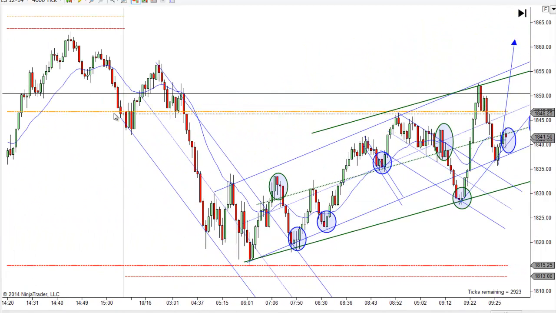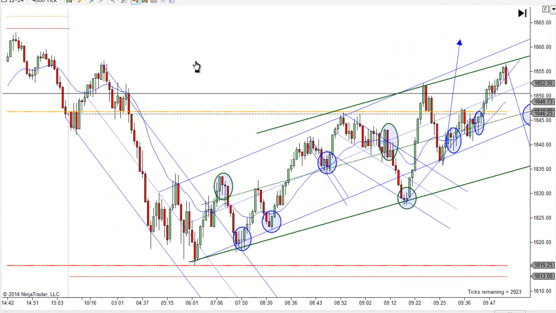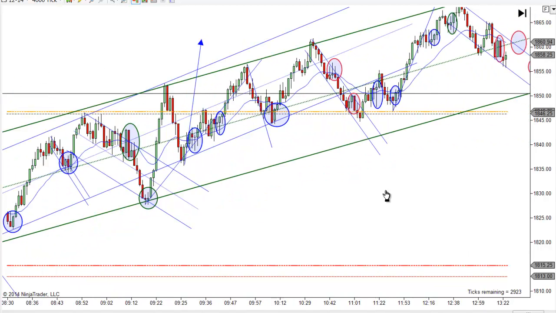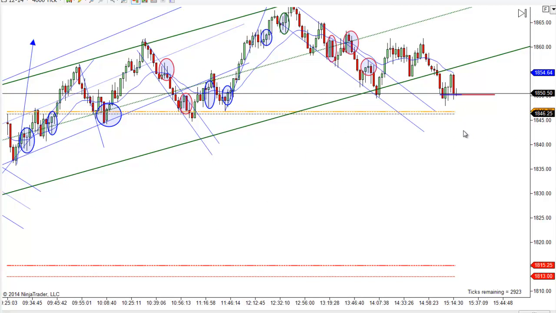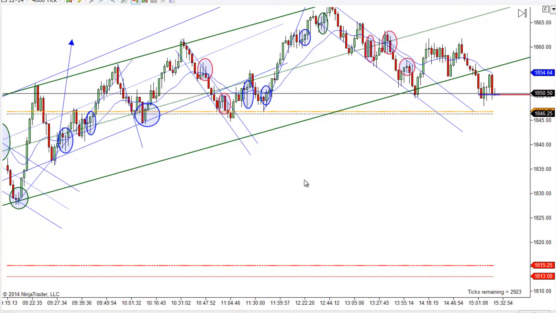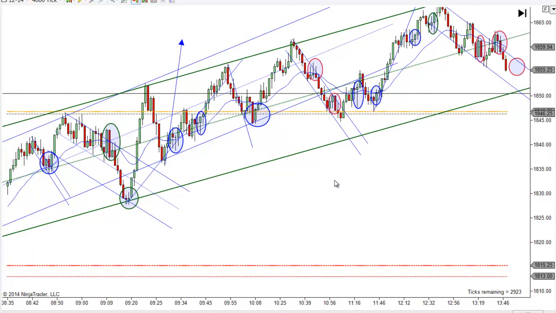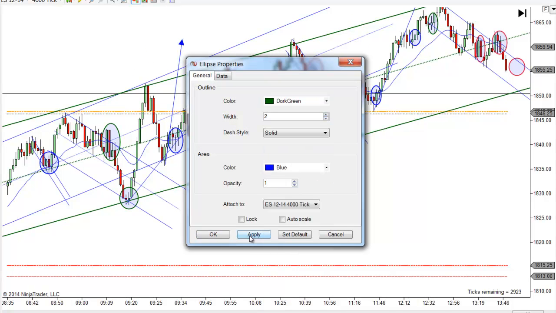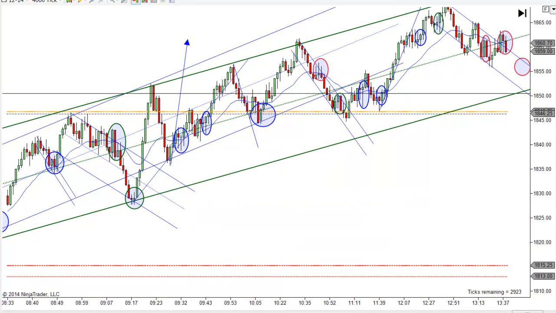Notice early this morning how it was acting as support, then it's acting as resistance, and then it's acting as support. And my guess is, well, no, the market's closed now. So there's some reasons to maybe make this one green after thinking about it. I'm gonna change that one to green.